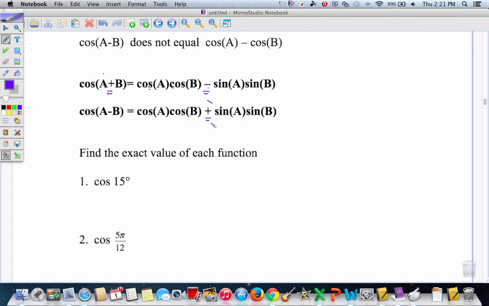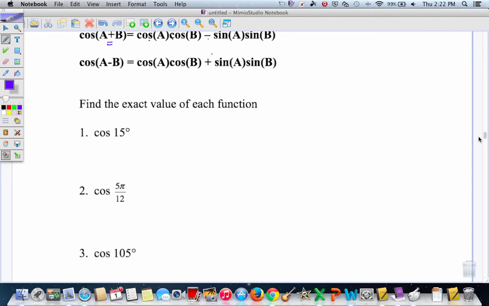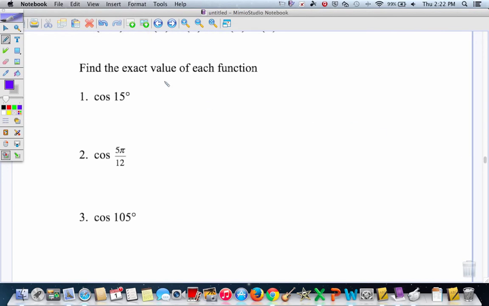We have the same pattern there: cosine times cosine, sine times sine. But we have what I would consider opposite operations between the products. This is a sum, but we subtract our two products. This is a difference, and we add our two products. And we can use that in conjunction with our unit circle to find other values in exact form.